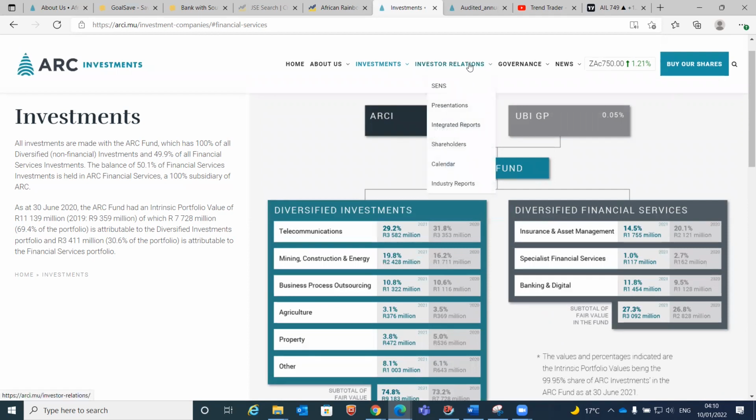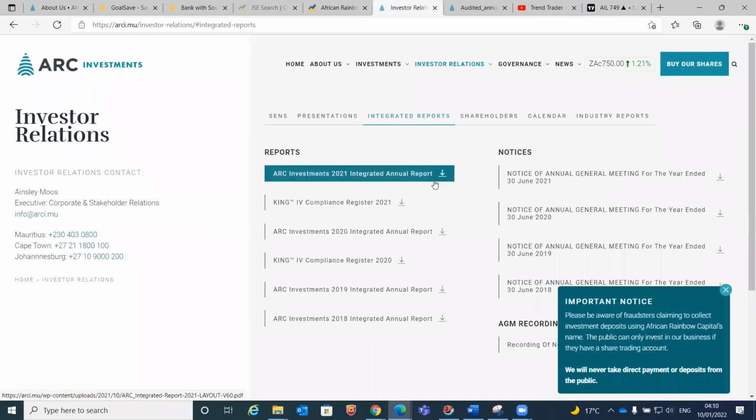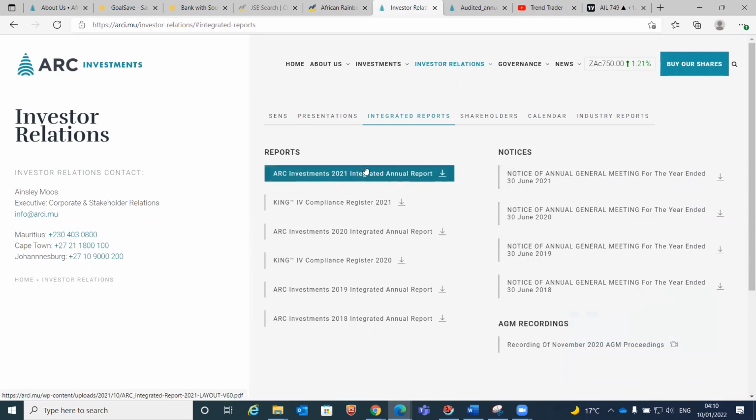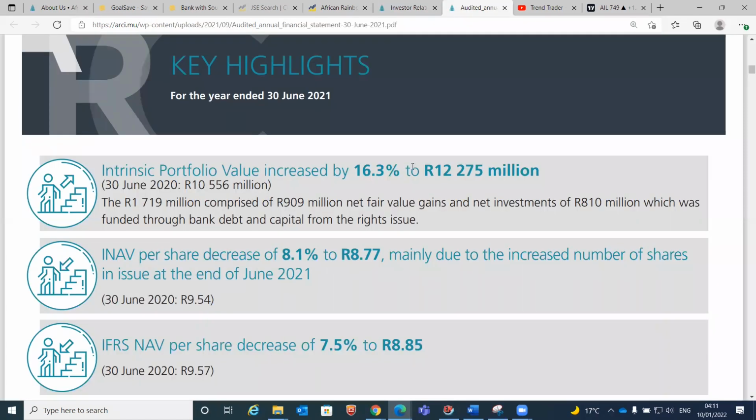Now if you go under investor relations, and then you go to integrated reports, that is where we can find the recent report, and then we can go through the report so that you can see what kind of information we're looking for. At this moment, there is an annual report for the year 2021, the integrated annual report. That's the one I'm interested in because it's the most recent report they have there. I've already opened that report and went through it so that I can see where I can find the bits and pieces of information that we can use to make an informed decision whether it's worth investing in African Rainbow Capital.